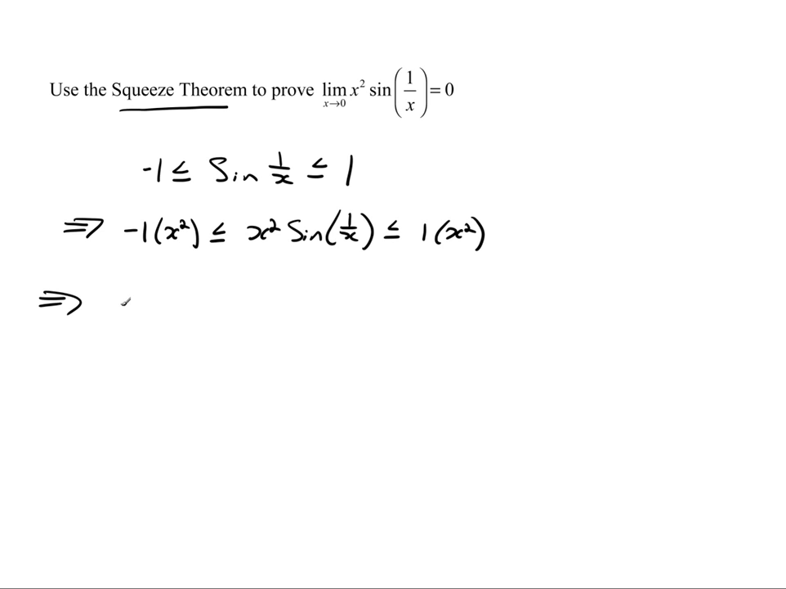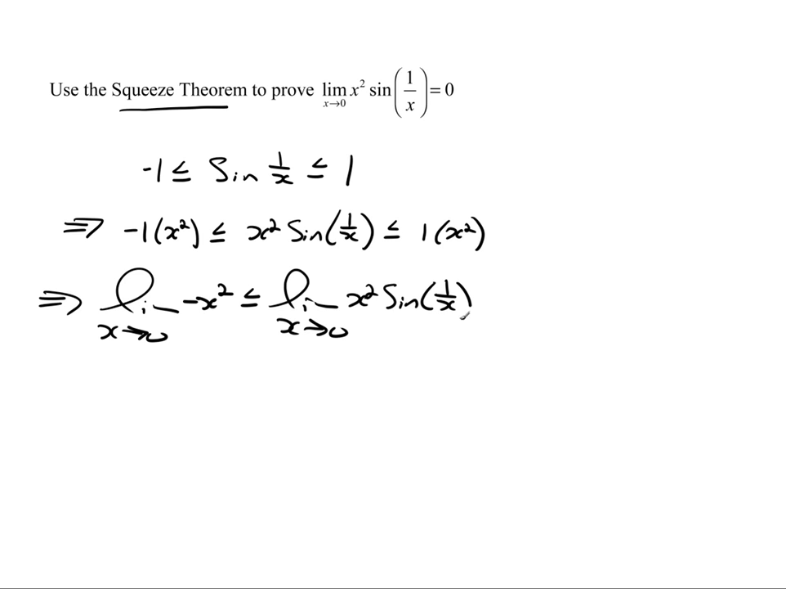What this now gives me is the ability to take the limit as x approaches 0 of negative x squared, which will be less than or equal to the limit as x approaches 0 of x squared times sine of 1 over x, which is less than or equal to the limit as x approaches 0 of x squared. Now I can take these limits. As x goes to 0, negative x squared also goes to 0. I don't know what this limit does. That's why I'm working on this. And as x goes to 0, x squared goes to 0.